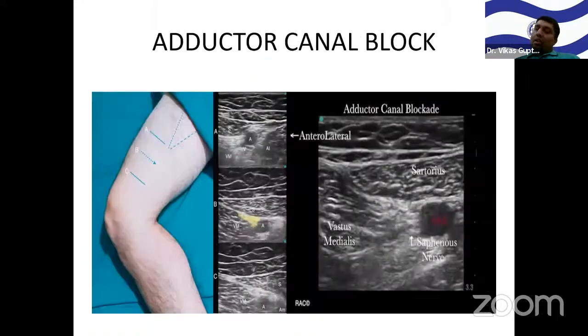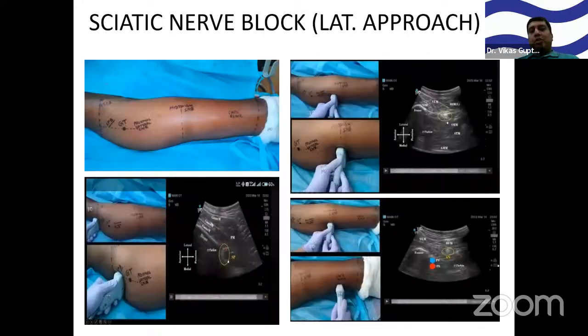See, it is a lateral approach; we can't give it blindly, it is very difficult to give blindly. So USG is mandatory for this block.